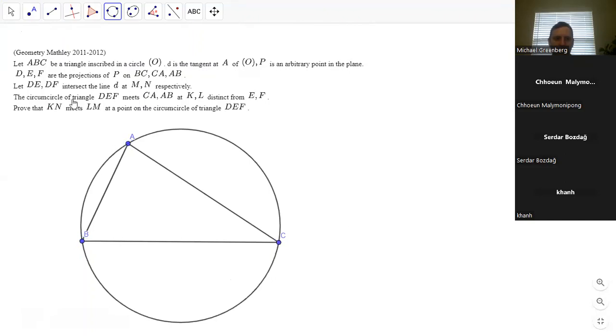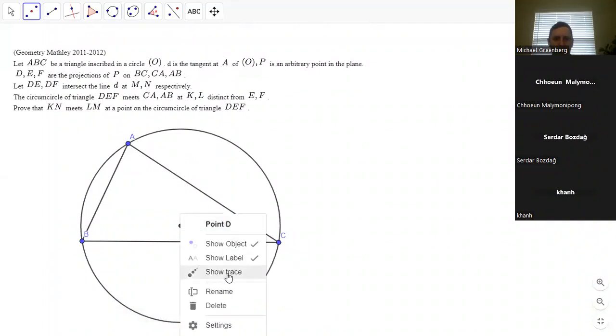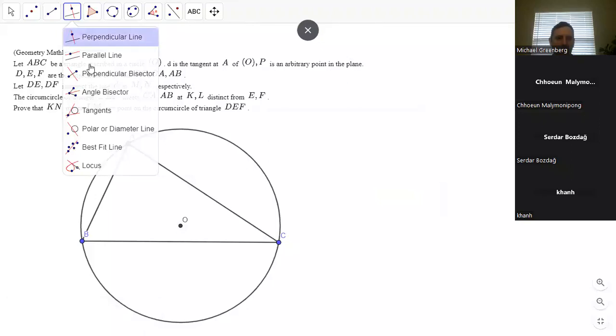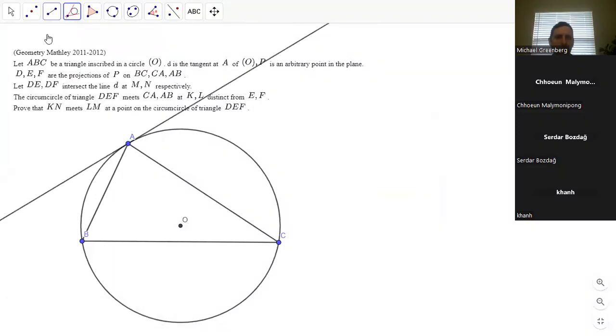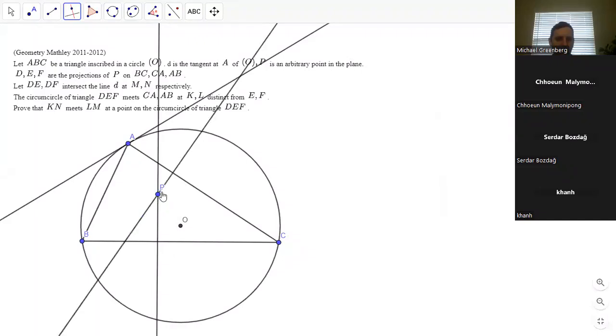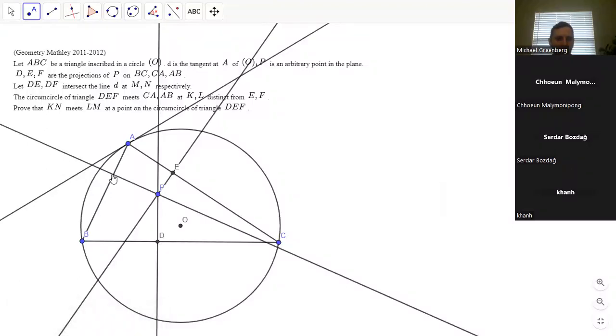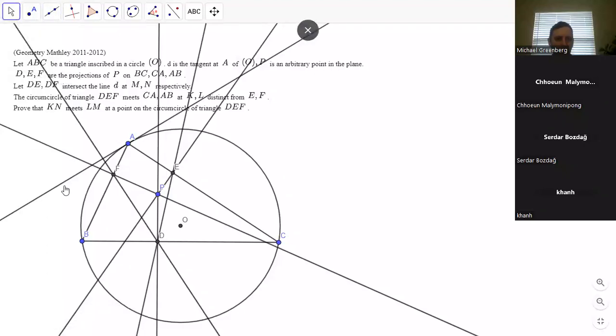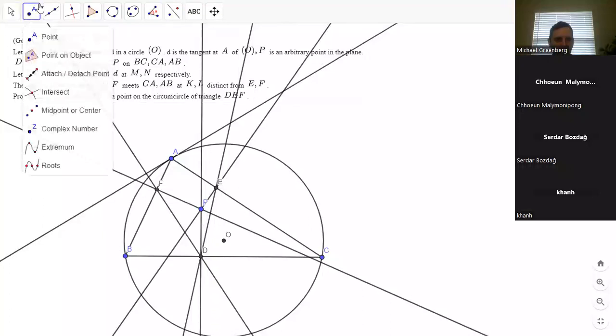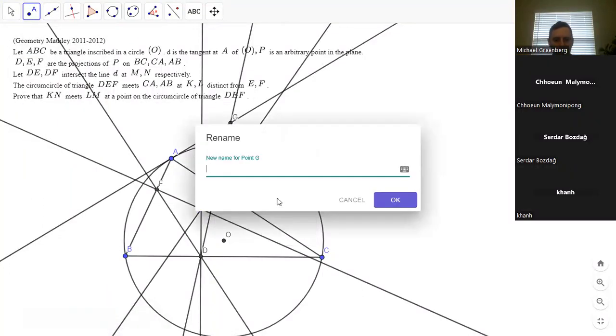So we have a circle, O, and then we draw the tangent at A. P is an arbitrary point in the plane, so P can be anywhere, and we draw the projections of P onto the three sides, D, E, and F. And BE and DF, we try to see where they intersect that line. So at two different points, M and N. So this is M, and this is N.